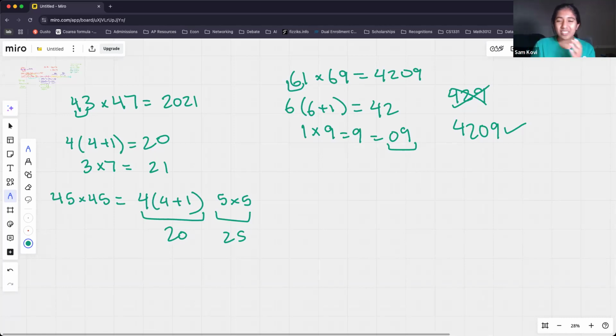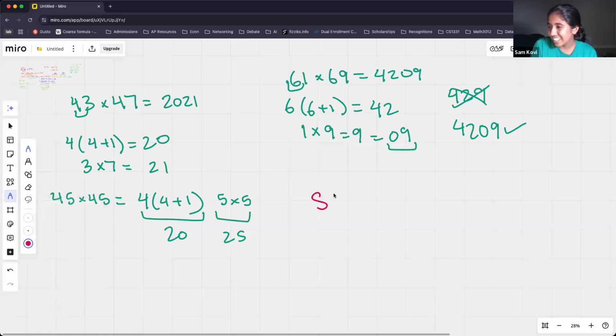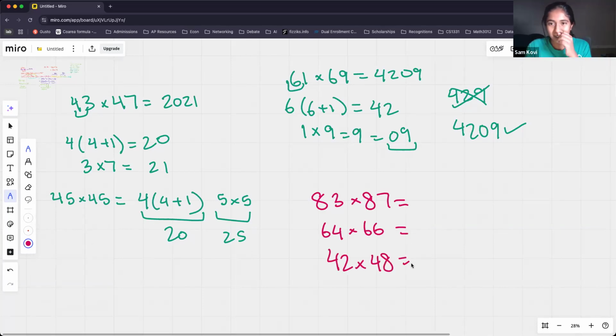Okay, perfect. All right, let's go ahead and move on. Let's do a couple more exercises with these and make sure you've got the hang of it. I'm going to post a couple of problems and then you're going to tell me what you think. I'm going to change to a red. All right, so let's do 83 times 87, 64 times 66, and then 42 times 48. Let me know what you get for that.